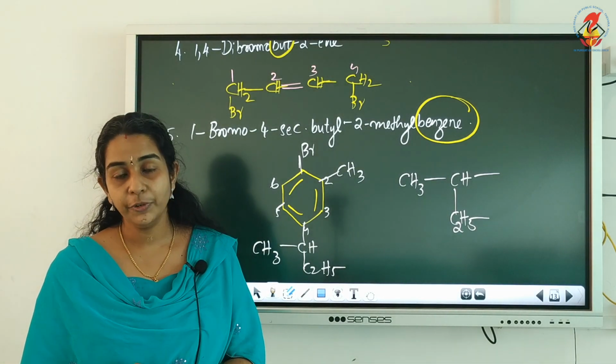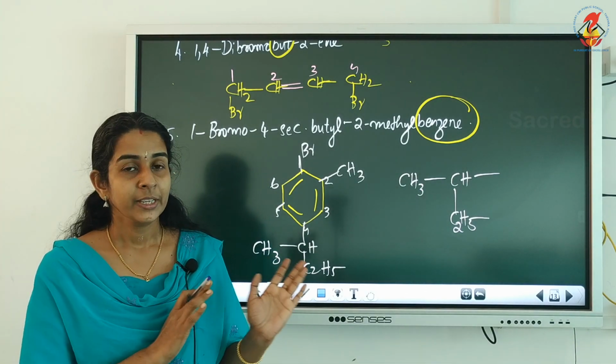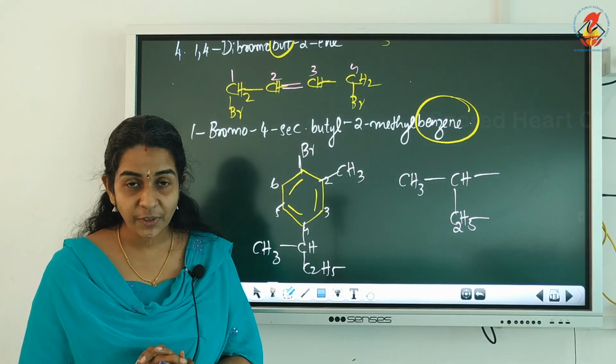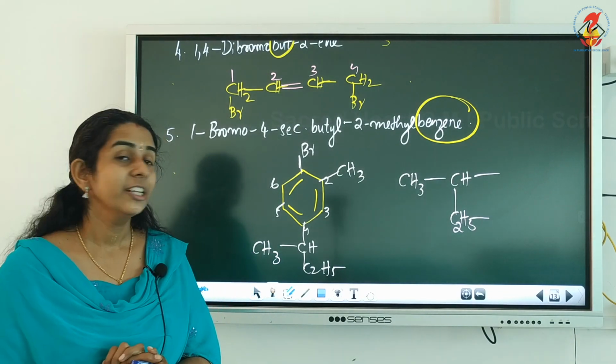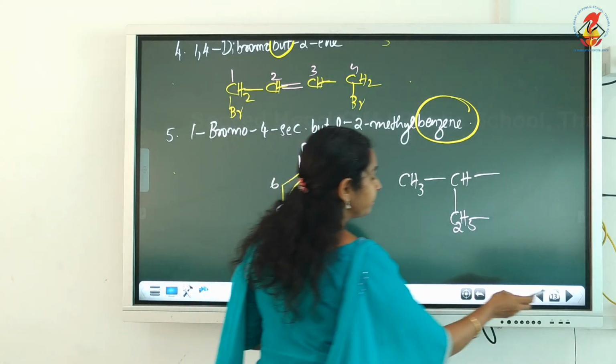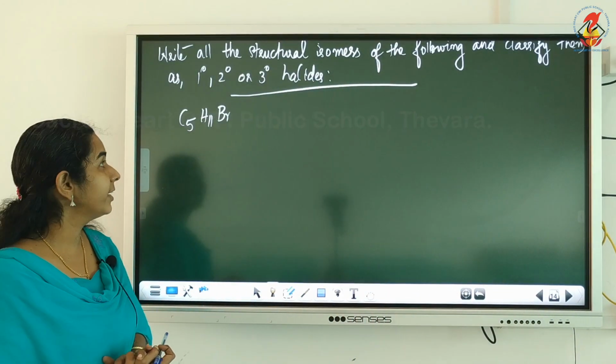First identify the word root, then write the suffixes, then only write the prefixes. Then satisfy the remaining valencies of each carbon by giving hydrogen, only in the case of chain compounds. For ring compounds, it is understood, no need to write the hydrogen atoms.